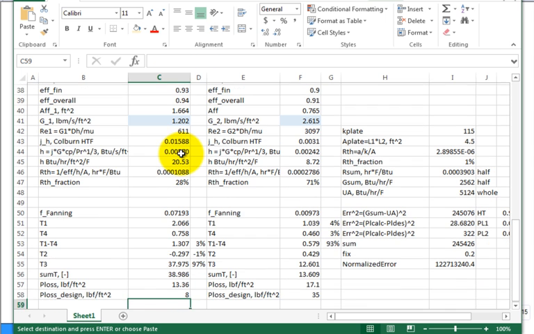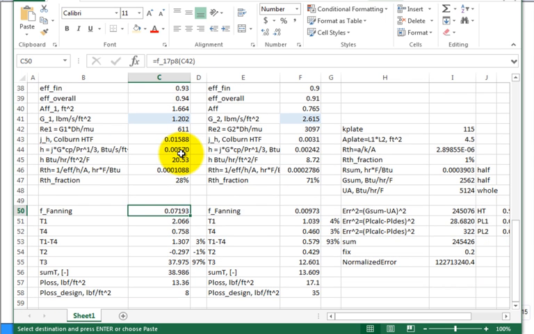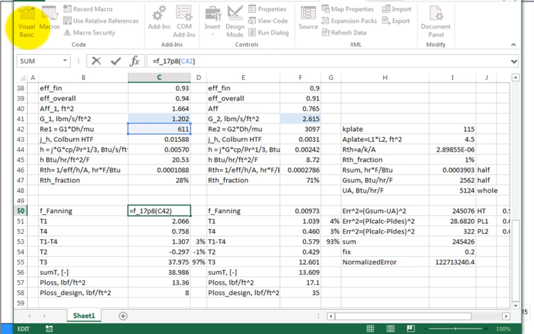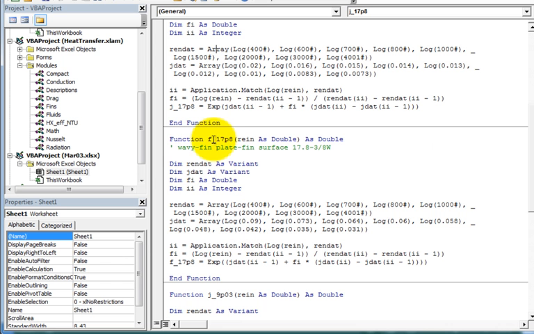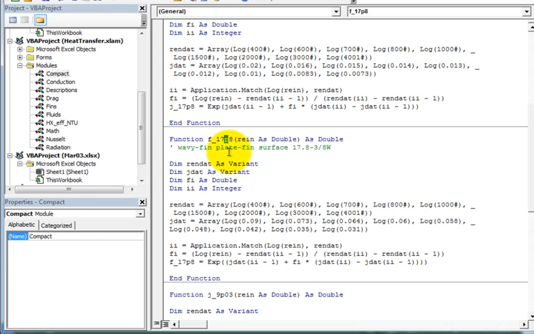Okay, your friction factors have to be updated. Notice that I made a little routine to call that. If you want, I'll show that to you very quickly. Go to developer, then the Visual Basic. I just made some routines like this, so the friction factor for that one. Basically, I put the data on a log-log scale and did a little interpolation between points. So that's the Excel code to make that happen.